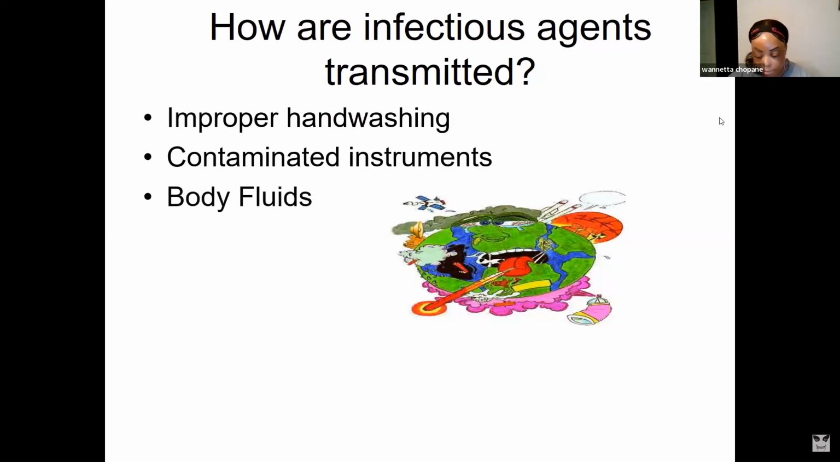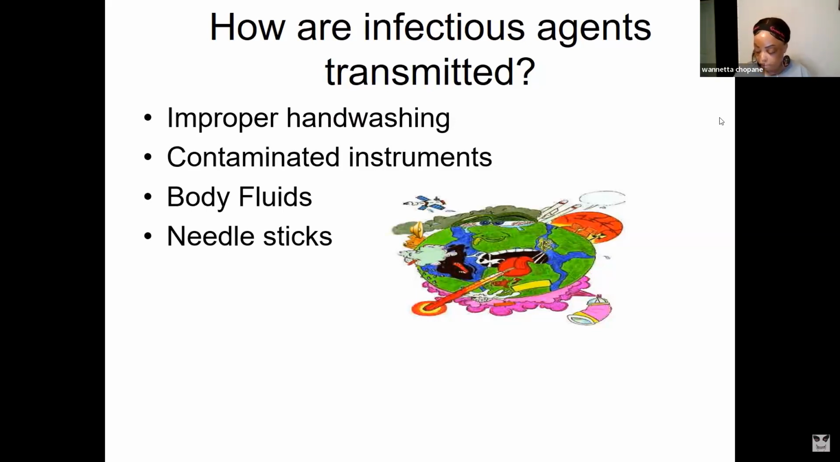Body fluids, we talked about the sneezing, the droplets, but also dealing with blood or certain fluids in the body, urine. These are also infection agents that can be transmitted. So body fluids is another. And of course, through needle sticks. This is one of the areas where we need to be careful because a used needle that you stick yourself with can transmit an infectious agent into your body.